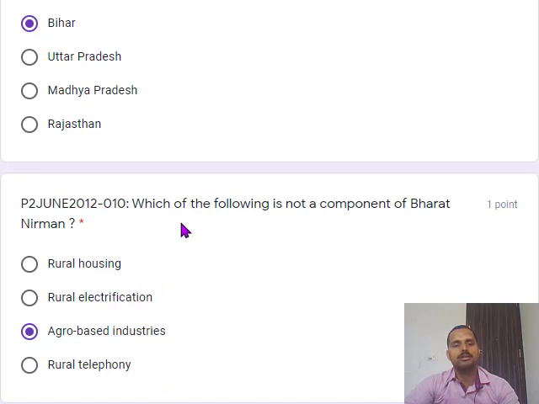It was launched in the UPA government regime, and now it is not so popular, and it is a mixture of 6 components. But agro-based industry is not one of them. It includes rural housing, Pradhan Mantri Awas Yojana, rural electrification. There are many schemes for electrification and sichai, irrigation, and so on. But agro-based industry is not one of them. First, you have to remember that agro-based industry is not part of Bharat Nirman.